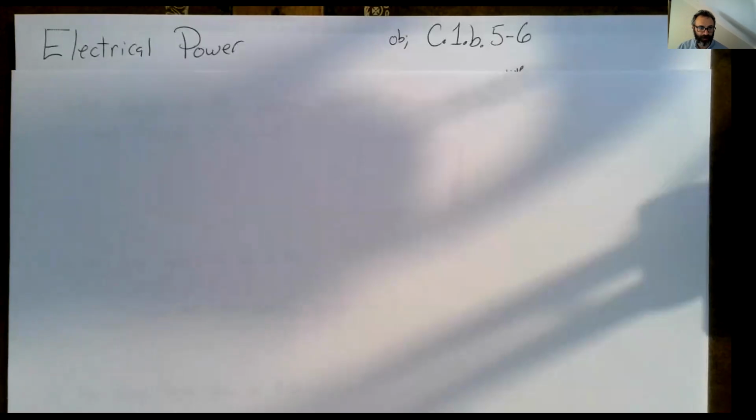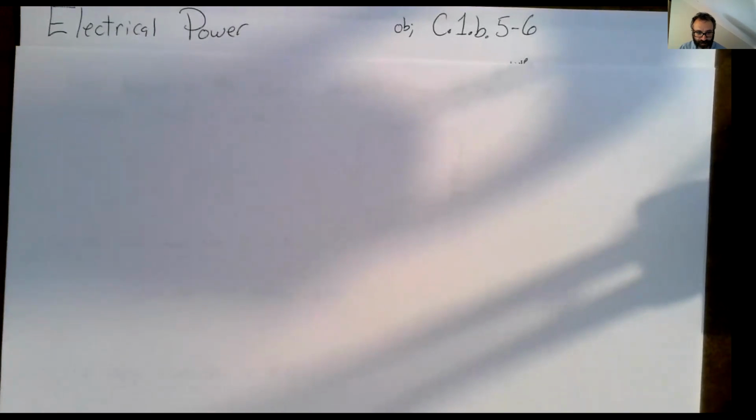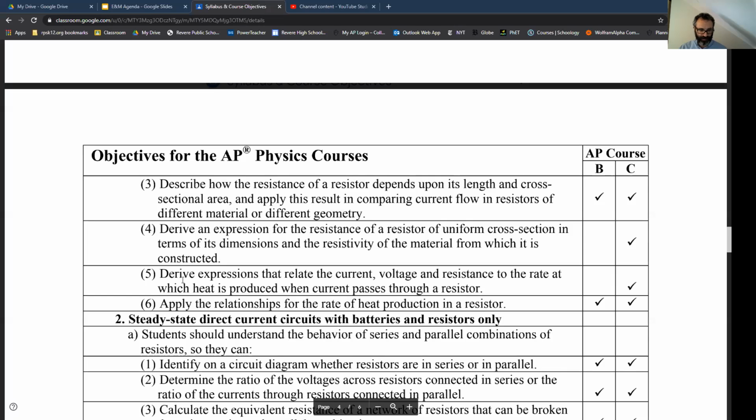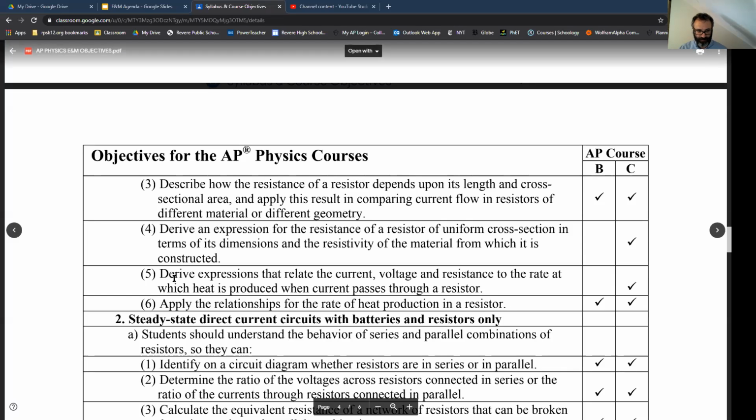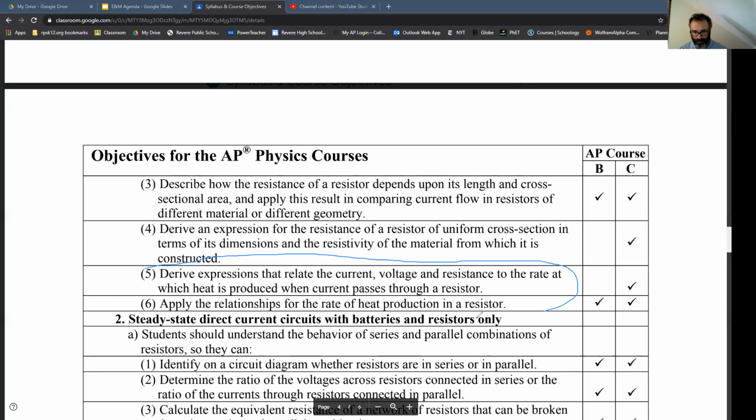All right, so today's lecture is on electrical power, and that's going to be in the objective list. That's objective C.1.D.5 and 6. So let's take a quick look at what those objectives are before we get started. And that would be these ones here. Oops, maybe it's going to be these ones here.